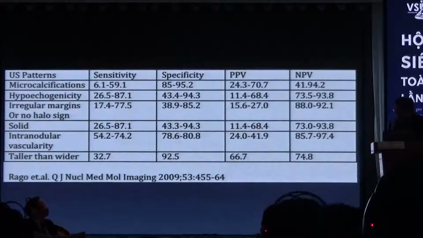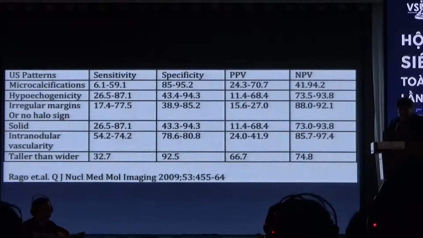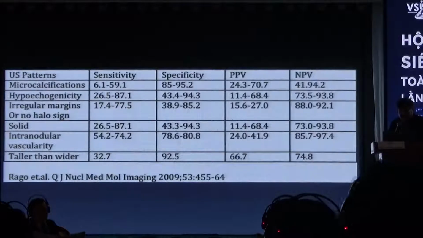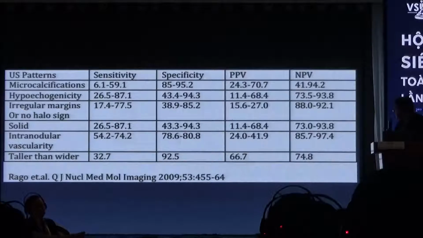I like to show this table from Rago that goes over all these different signs and what the sensitivity and specificity of these lesions are, and you can see that none of them are really great. So although we can see lesions very well in B-mode, we don't do very well in predicting if they're benign or malignant.